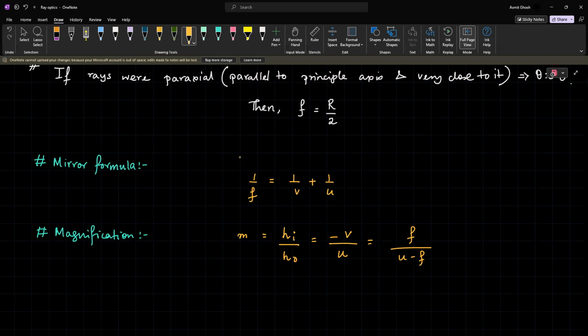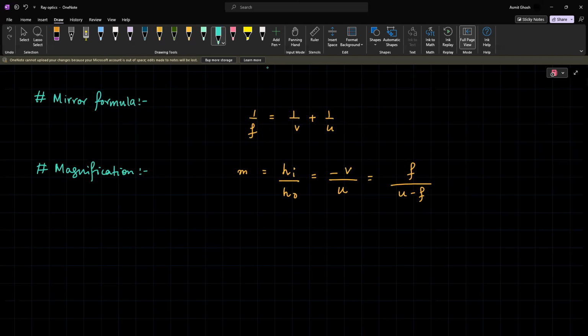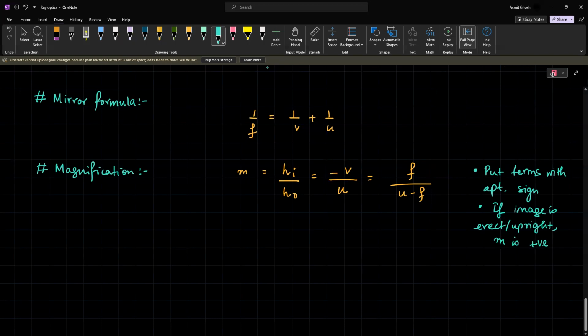Now, a few things. You should always put terms with appropriate sign. If the image is erect or upright, magnification is positive. Okay, and vice versa.